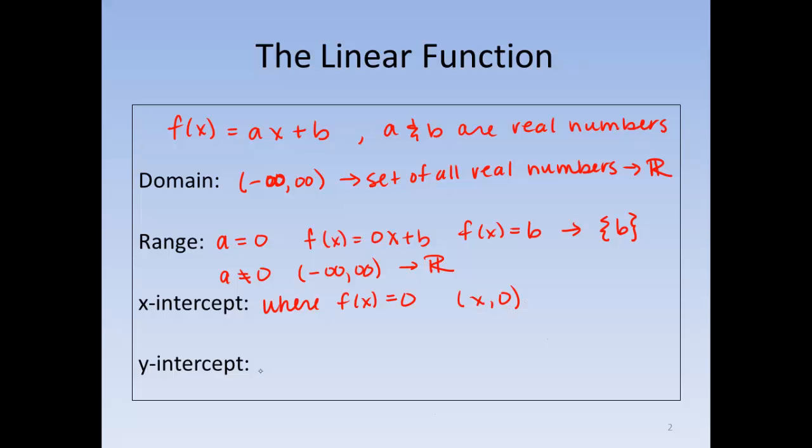Our y-intercept is where f of 0 is used, where we have 0 for our x value and we're looking for a value of y on the y-axis. So this will give us f of 0 equals 0 times x plus b. f of 0 is therefore b, and 0 comma b is our y-intercept.